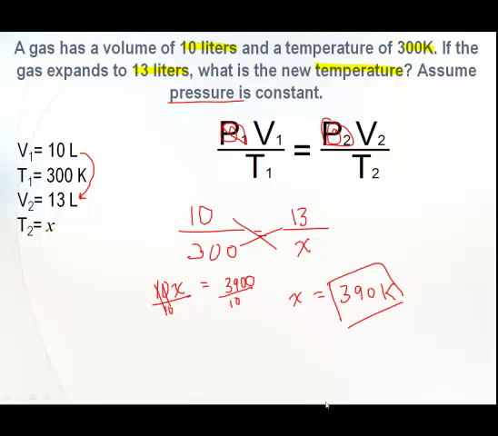So that makes sense. If you got something like 30, or some weird number that was less than 300, you would know that you did something wrong. I would recommend that if you find yourself in that situation, you make sure that you started with the correct equation.